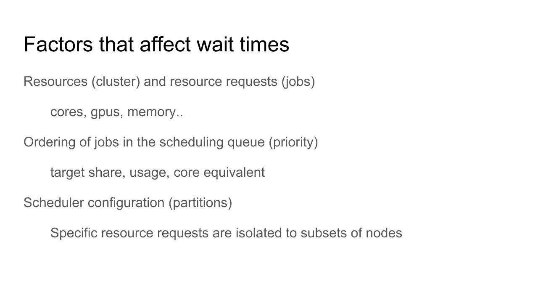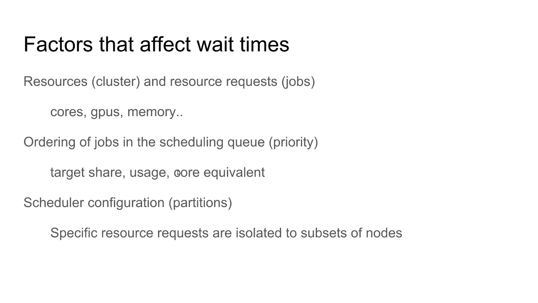The next thing is the order of jobs in the scheduling queue, or the priority. So the things that affect this are a target share. All accounts that have access to these systems basically get a target share of the system. It's the amount of the system your usage is at. And this is an important aspect of wait times, and we'll go over how to visualize this. So parts of that are the target share, and then your usage relative to that target share goes towards determining the priority of jobs that are submitted.